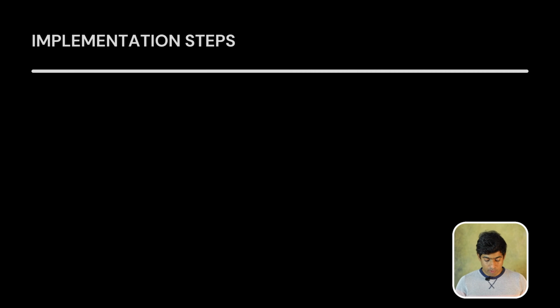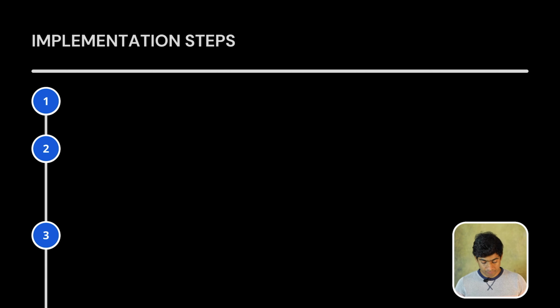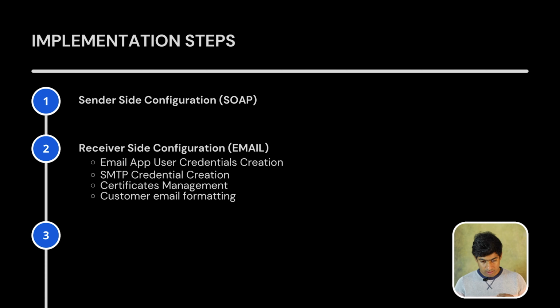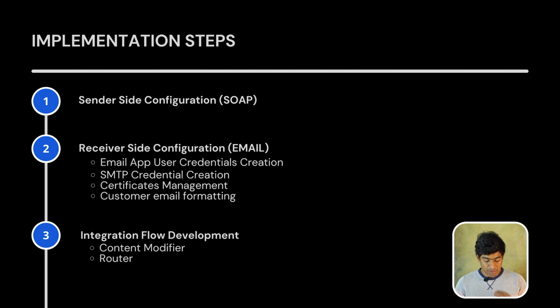Let's now talk about the implementation steps. Whenever you implement a CPI integration, you can split this implementation into 3 parts. The first one is sender-side configuration. The second one is the receiver-side configuration. The third one is the actual integration flow implementation.